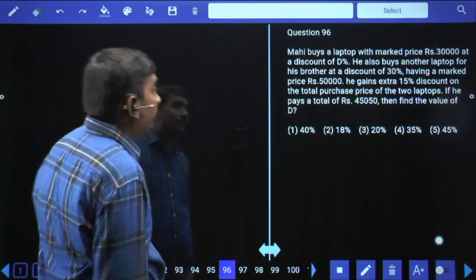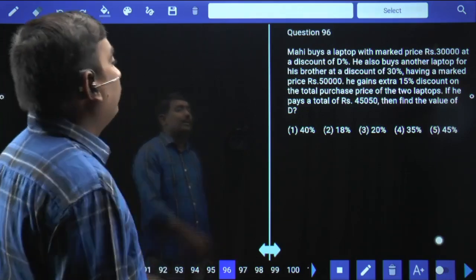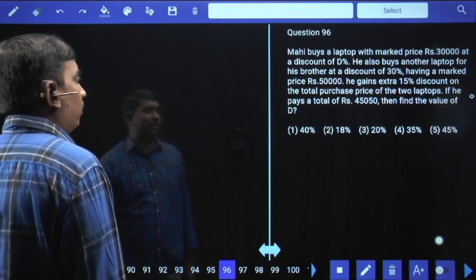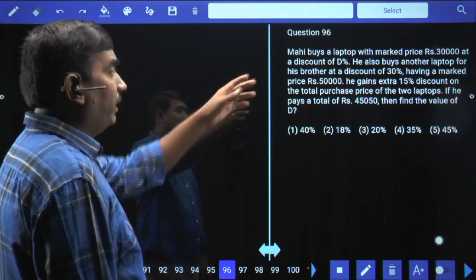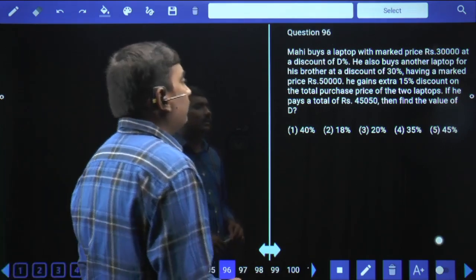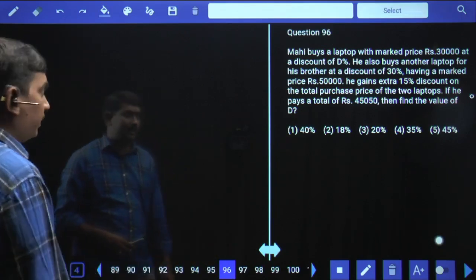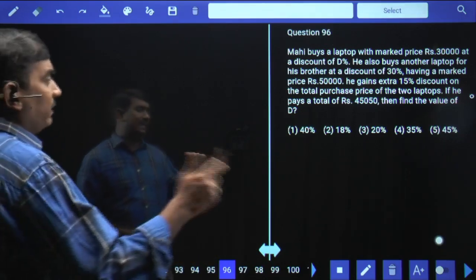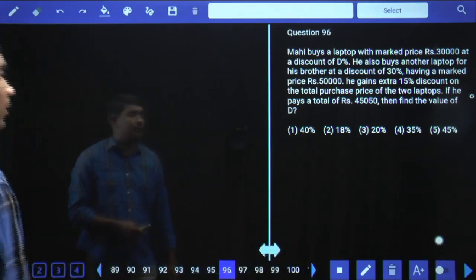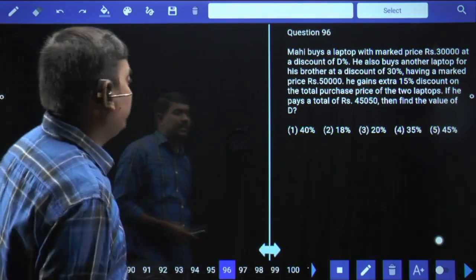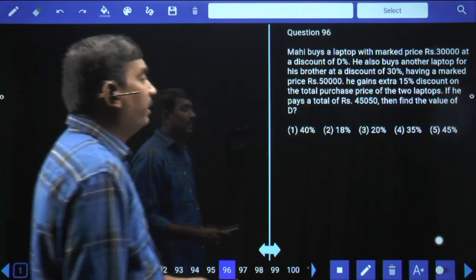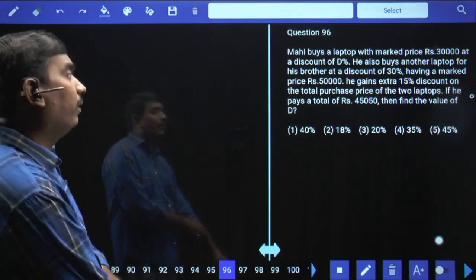Next, question 96. Mahi buys a laptop with a marked price of 30,000 at a discount of D%. He also buys another laptop for his brother at a discount of 30%, having a marked price of 50,000. He gets an extra 15% discount on the total purchase price of the two laptops. If he pays a total of 45,050 rupees, then find the value of D.